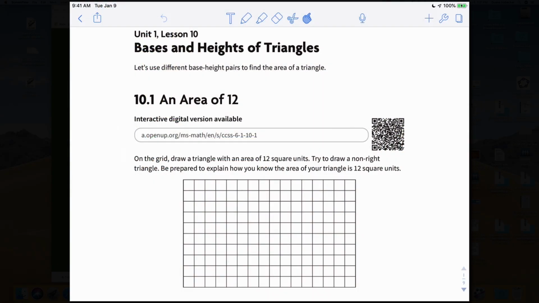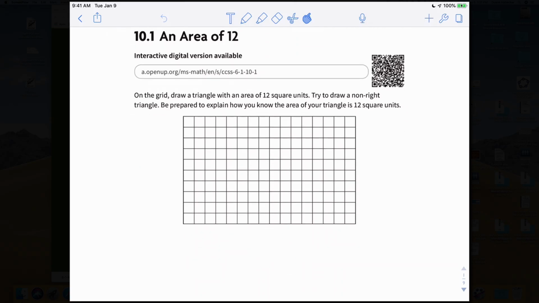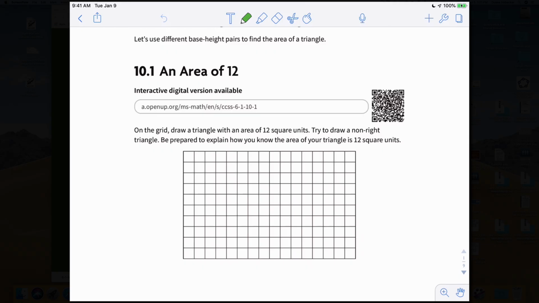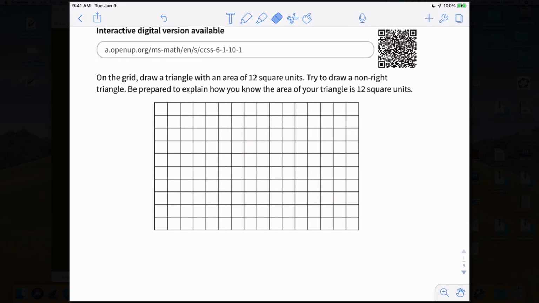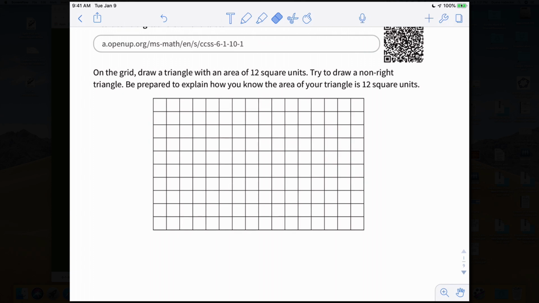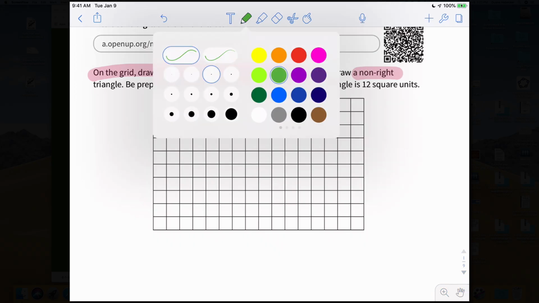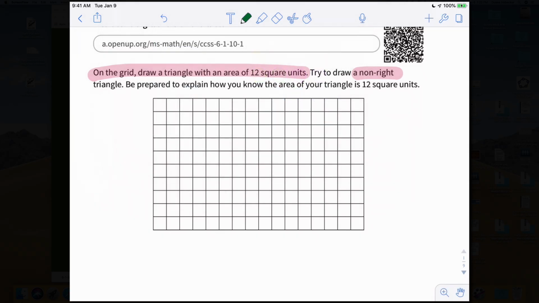So let's get started. We're looking here at our worksheet, and we have an interactive digital version if you want. We can just take a look at the old school paper version, which is right here. It says on the grid, draw a triangle with an area of 12 square units. Try to draw a non-right triangle. Well, let's start with a right triangle.